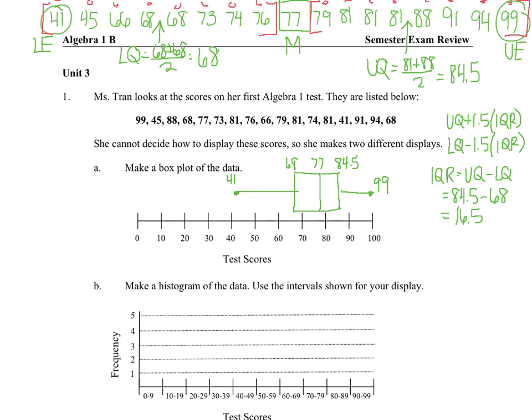So to see if I have an upper outlier, I'm going to do the upper quartile plus 1.5 times the IQR. My upper quartile is 84.5, and I'm going to add that to 1.5 times 16.5. This is going to equal 109.25. Since my highest number is 99 and that's less than this 109.25, I do not have any upper outliers.